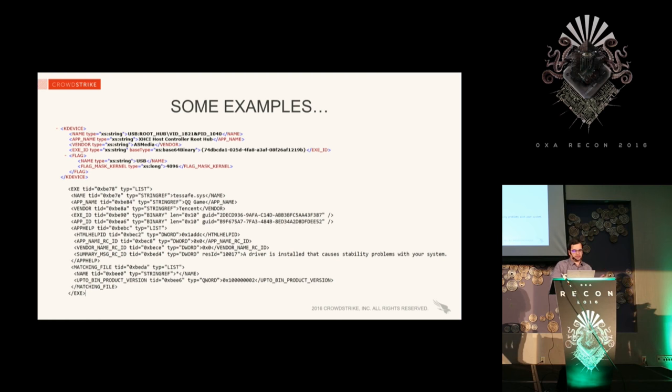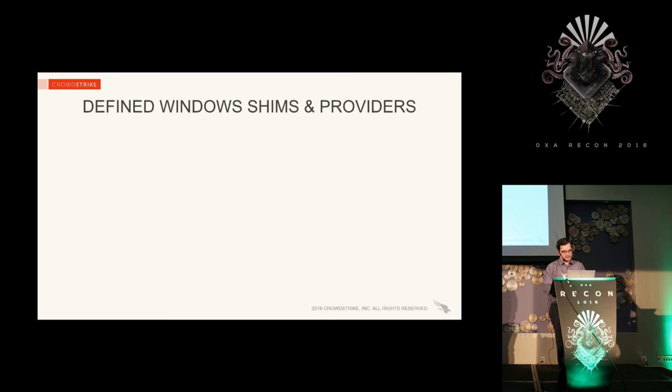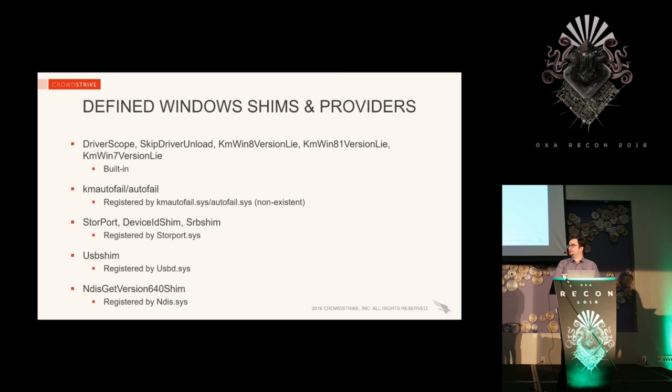It's bad. And later on, if we have time, I'll show you some other examples. Again, these are just from the dump of the SDB database, dumped with SDB to XML, which is that Microsoft tool. So what are the built-in Windows shims and providers if you look at the database? Well, there's driver scope, skip driver unload, KM version lie, which are built-in.